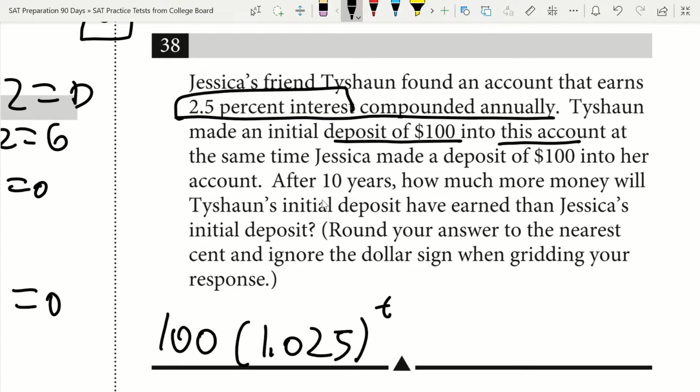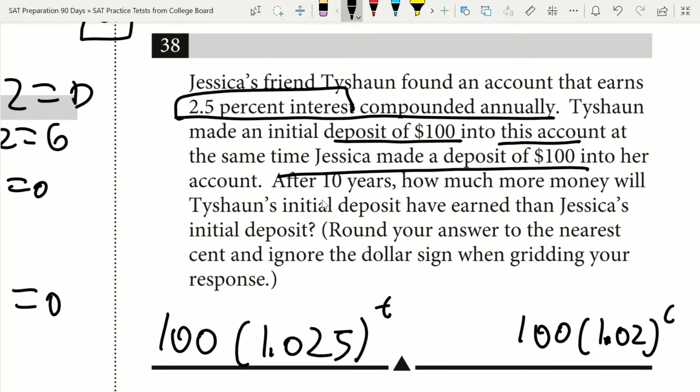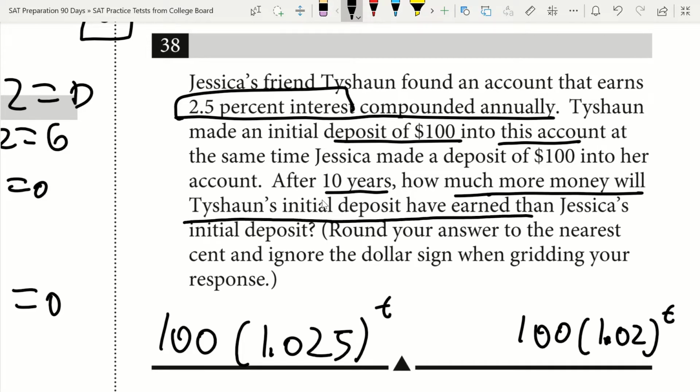Into his account at the same time Jessica made her deposit of $100 into her account. Okay, we know she's earning 2% interest, so hers will be 1.02 raised to the t. After 10 years, it says, and I'll erase so you can see it better. After 10 years, how much more money, okay, so the difference between the two, will Tayshawn's initial deposit have earned than Jessica's initial deposit? Round your answer to the nearest cent. Ignore the dollar sign, obviously, because we can't enter a dollar sign.